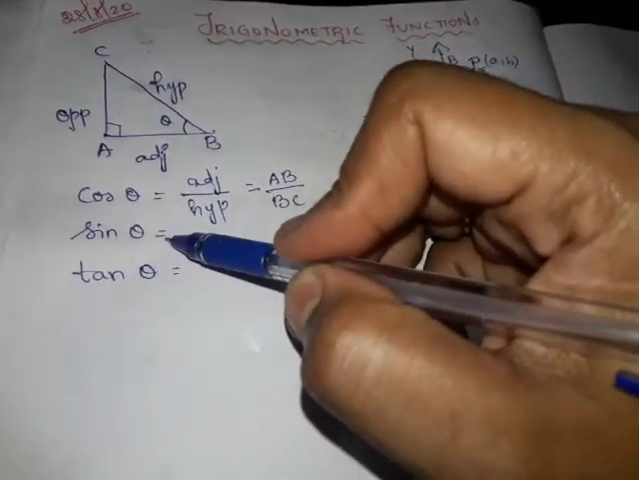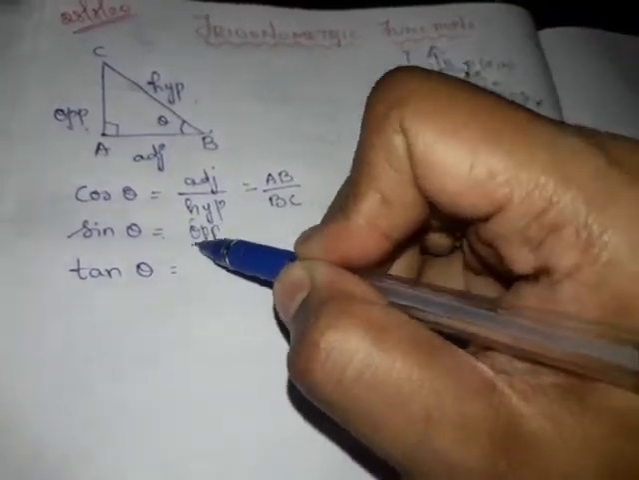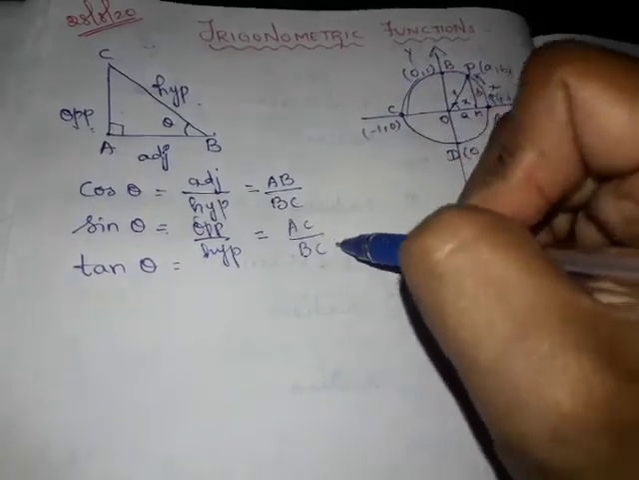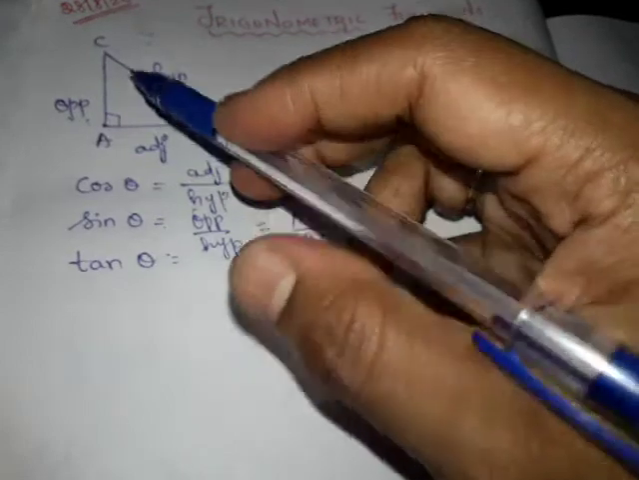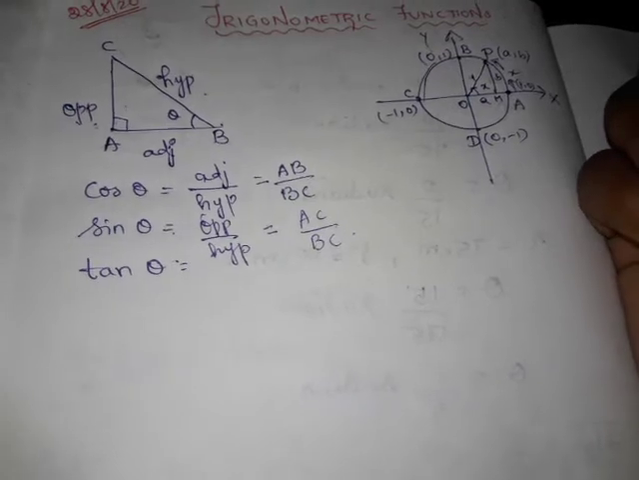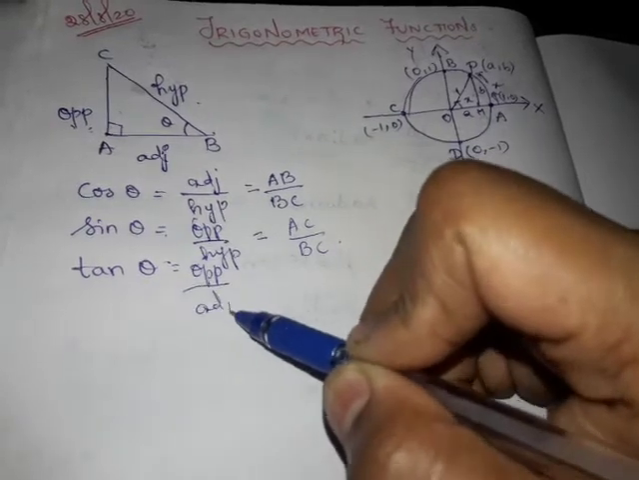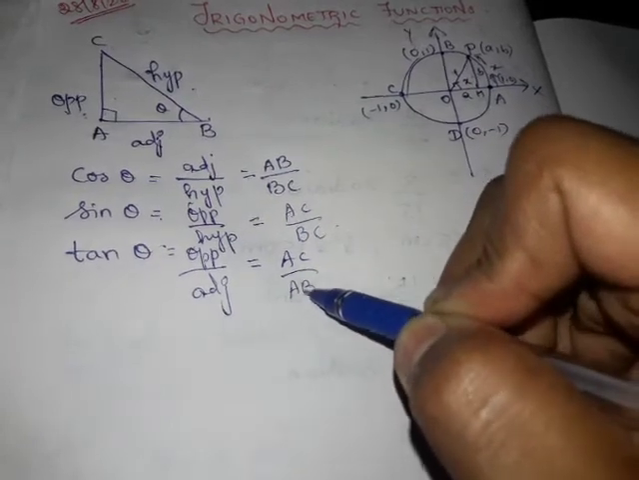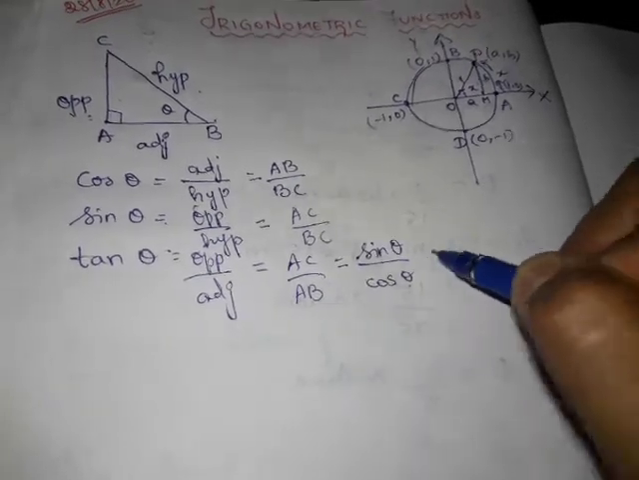Then how did we define sin theta? Opposite side of theta divided by hypotenuse, which equals AC divided by BC. Then what is our tan theta? Tan theta is opposite side divided by adjacent side, that is AC divided by AB, or else tan theta can also be written as sin theta divided by cos theta, right?